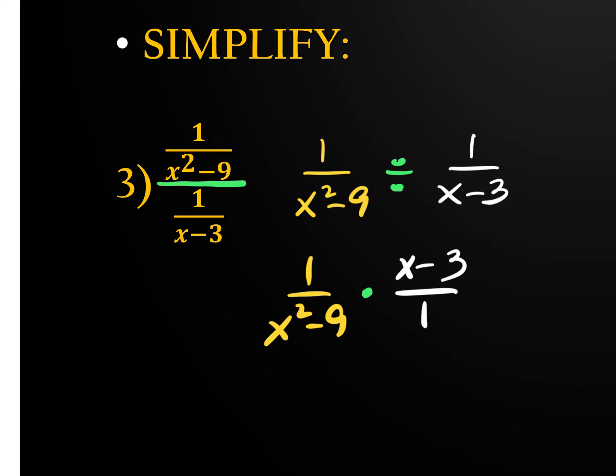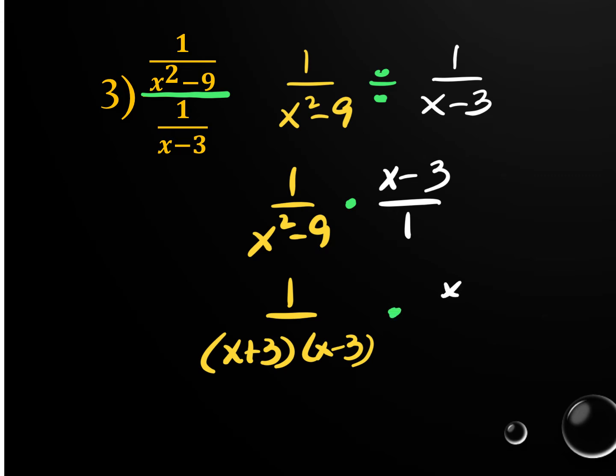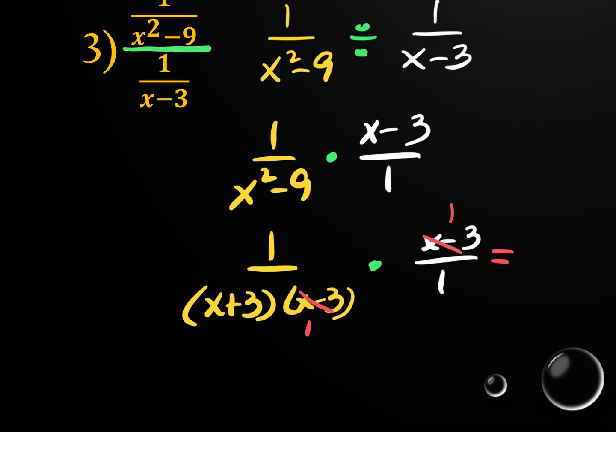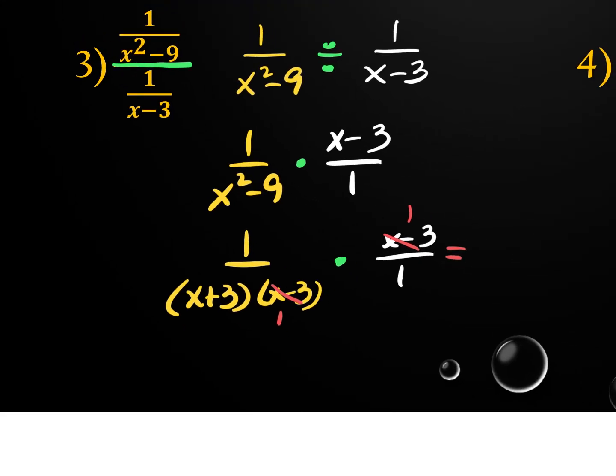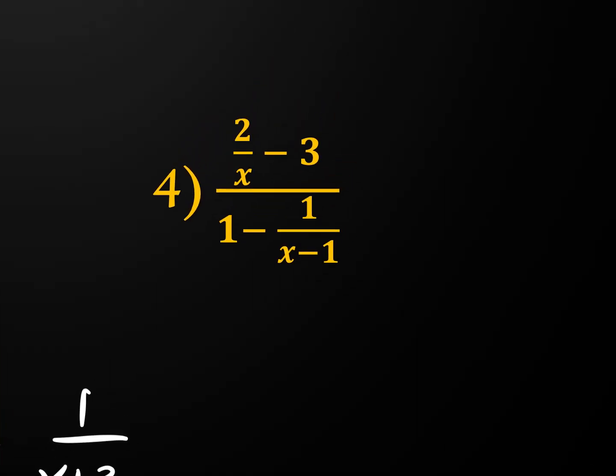And now we need to factor that difference of two squares. So the yellow one becomes x plus 3, x minus 3. The white one, nothing to factor there, so it just stays x minus 3 over 1. Look for things to simplify. This will become a 1. Anything divided by itself is 1. So then my final answer is just 1 over x plus 3. And you're done.